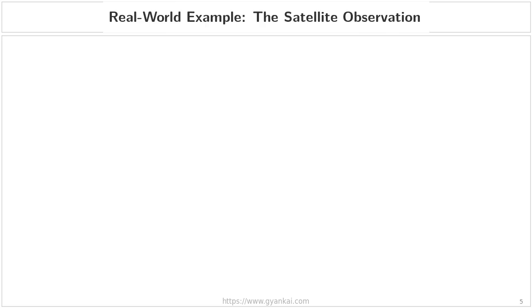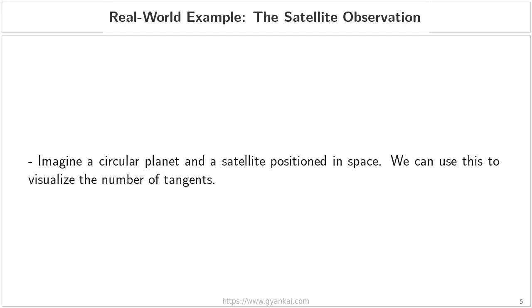Real-world example, the satellite observation. Now that we have covered the 3 geometric cases, inside, on, and outside the circle, let's step away from the abstract diagrams and look at a real-world analogy to help solidify this concept. Imagine, for a moment, a circular planet floating in space with a satellite positioned somewhere in its vicinity. We can use the path of a signal sent from this satellite to visualize the number of tangents possible.